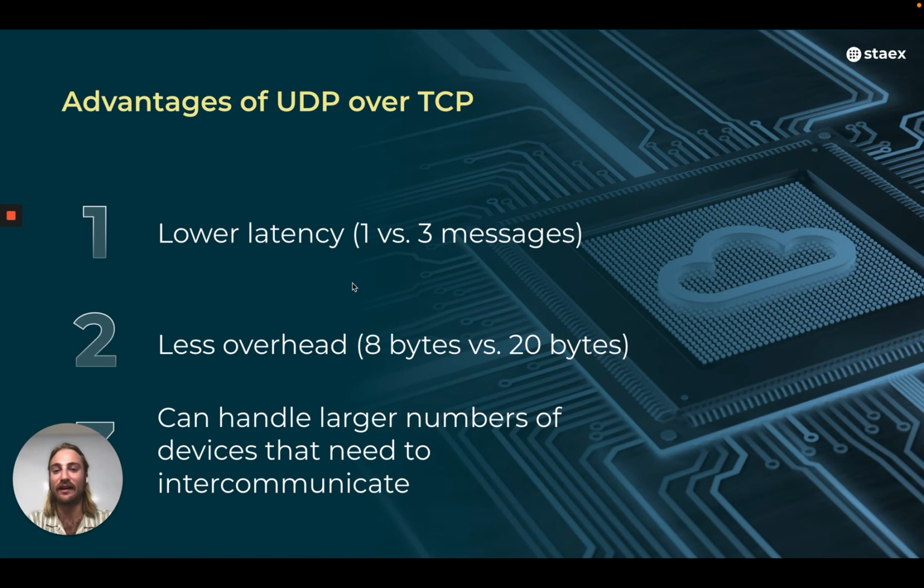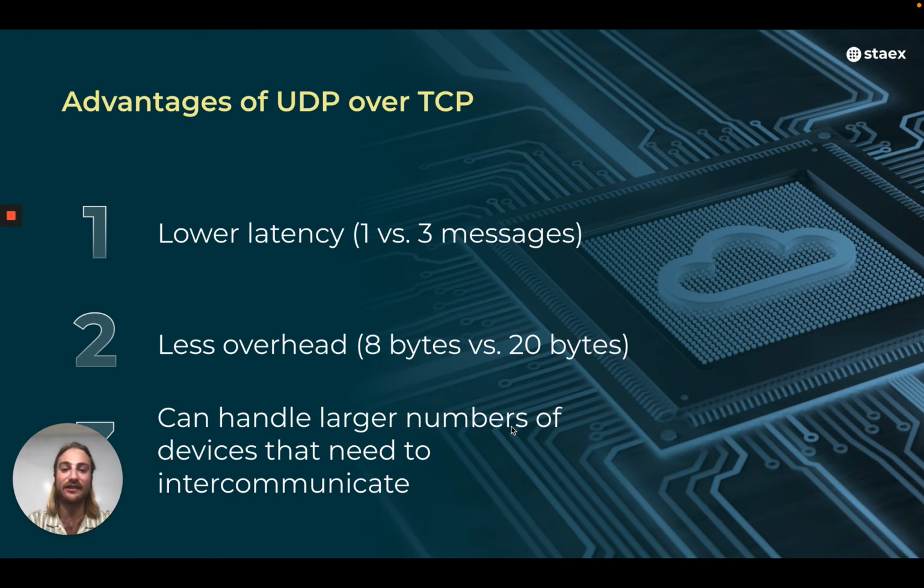There's also less overhead for UDP because it doesn't have to do all these control mechanisms, like ordering the packets or giving more information for how to deliver the packets and such. We actually have only 8 bytes versus 20 bytes or more with TCP.